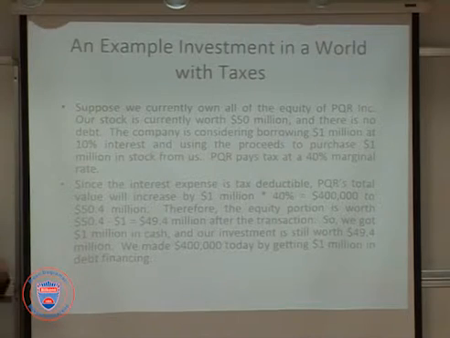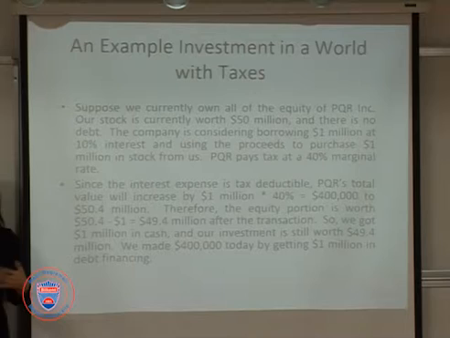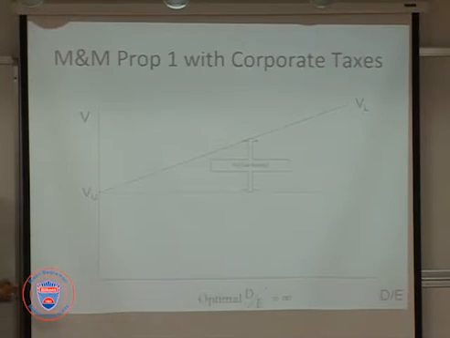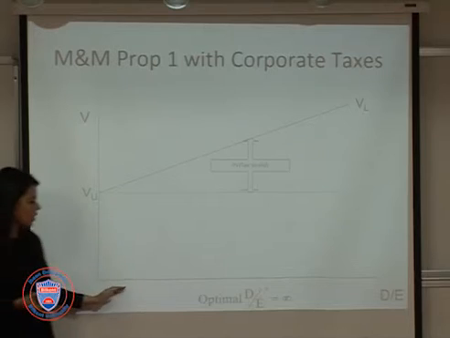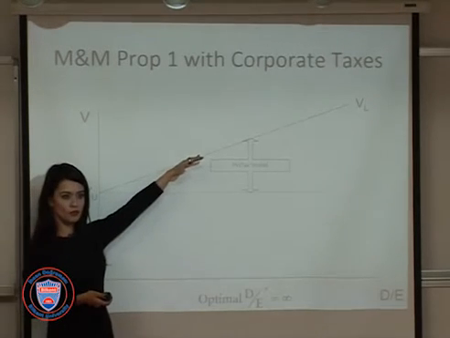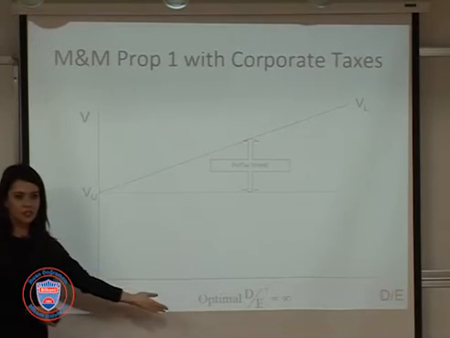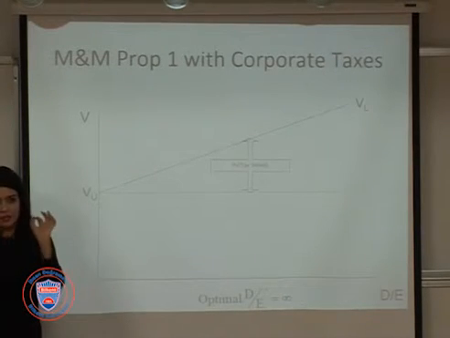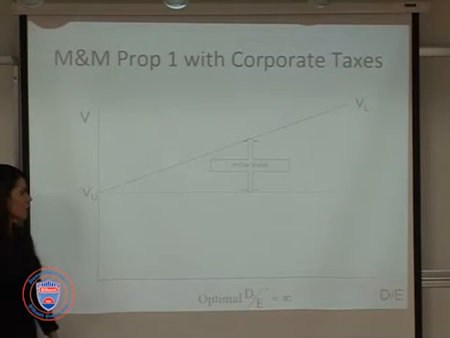The idea is the same. You can increase the value of the firm by increasing debt, which will be a good thing if there's no bankruptcy in the economy. And if you want to see the graphical representation, this is what we're going to see. As you have more debt, you're increasing the value of the firm. So optimal debt to equity ratio: use as much debt as possible. No equity, zero equity, all debt.